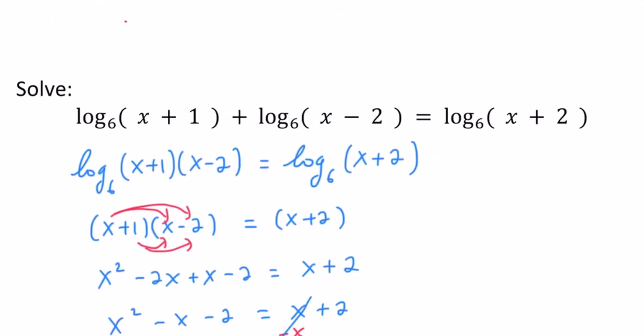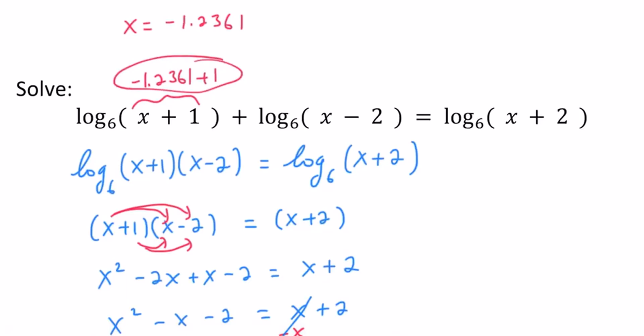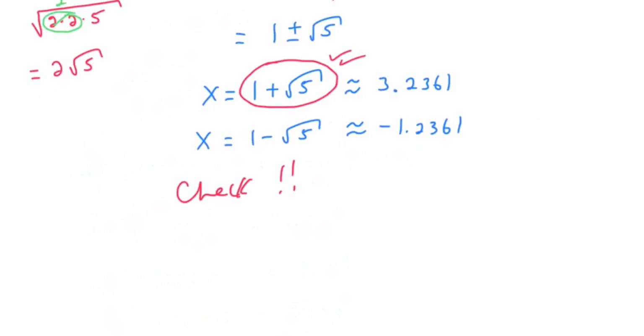So again, we want to check for x is negative 1.2361. So the first one here we have negative 1.2361 plus 1. And here we get negative right away. So we can end here because we cannot have negative as an argument of log. So here negative 1.2361 or 1 minus the square root of 5 is not an answer. So this one is out. So the answer is 1 plus the square root of 5.